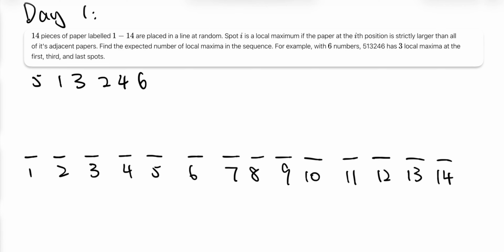Hey guys, I want to start a new series where I do one quant finance interview question every day and explain it to you guys. So today's day one. Here's the question.